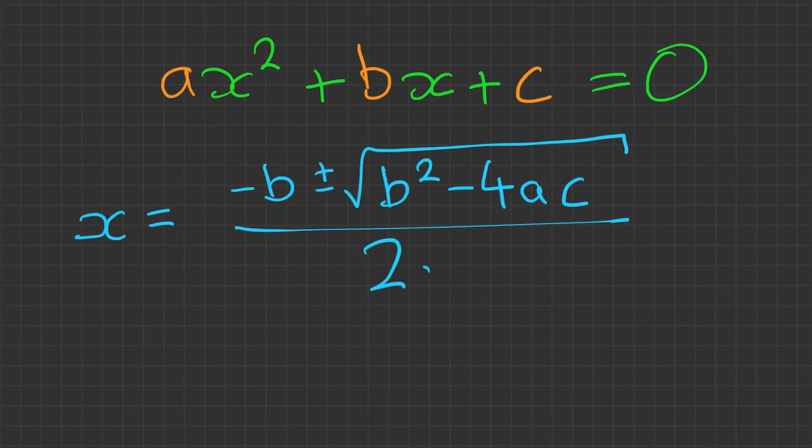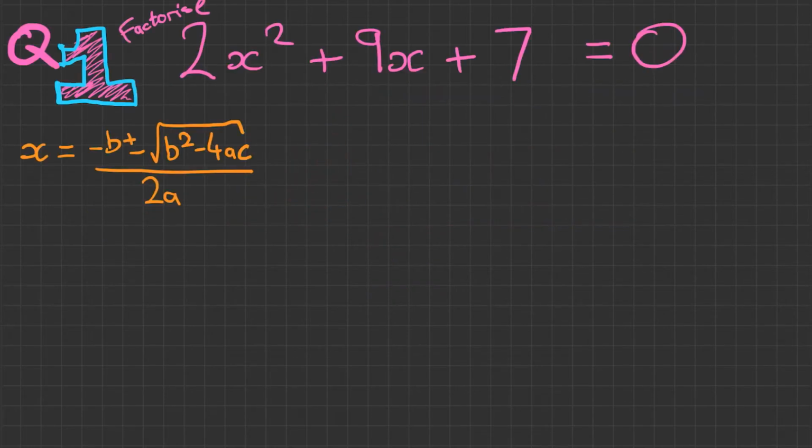over 2a. This symbol here, plus or minus, meaning the first time we'll run through the equation using a plus there, and the second time we'll run through it with a minus. So there are going to be two solutions. Our first question, we already have the quadratic formula here for us to use.